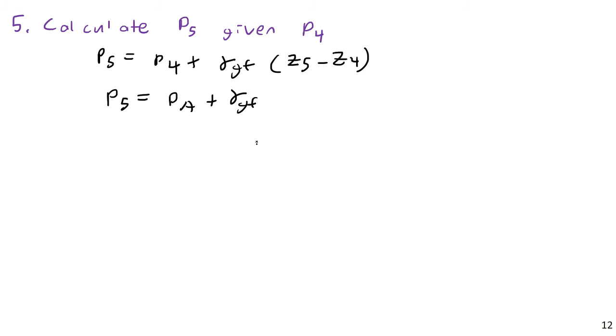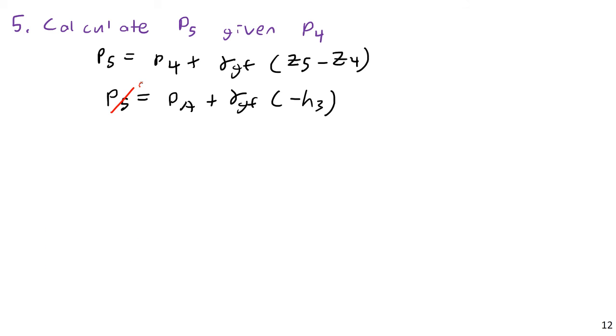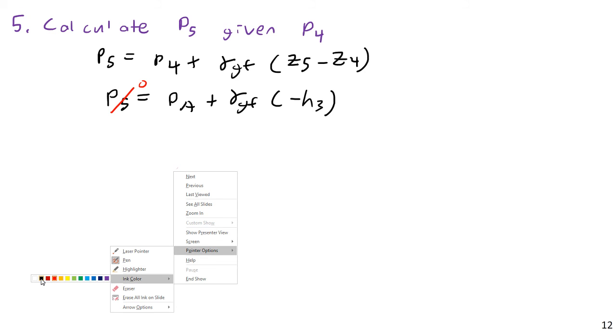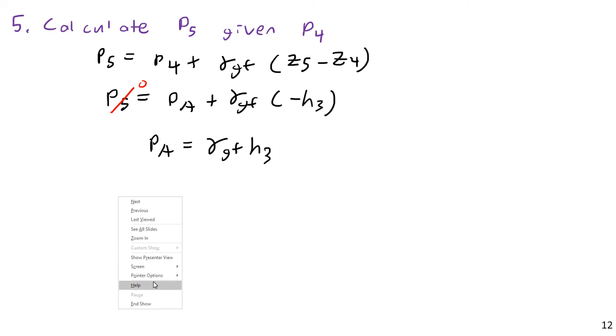Z5 minus Z4, this is just negative H3 from our original diagram. And as long as we're content with gauge pressure, P5 must be 0. So we'll get the final result that PA is simply equal to gamma GF times H3.